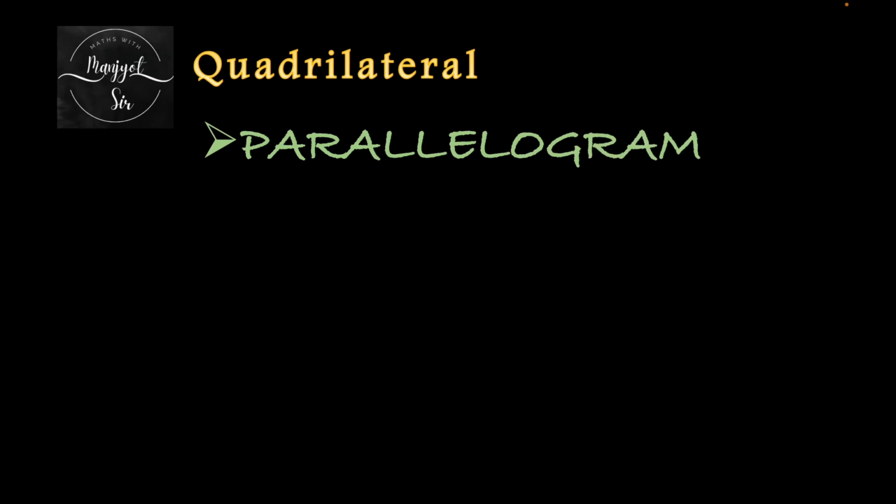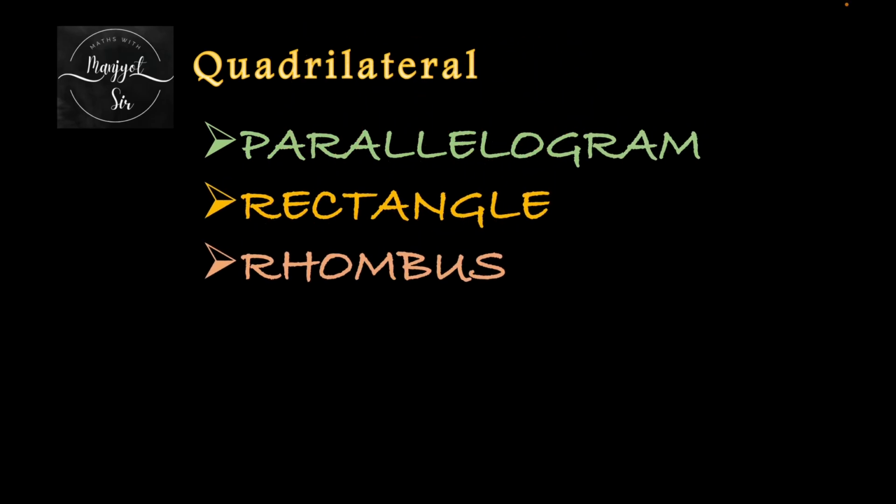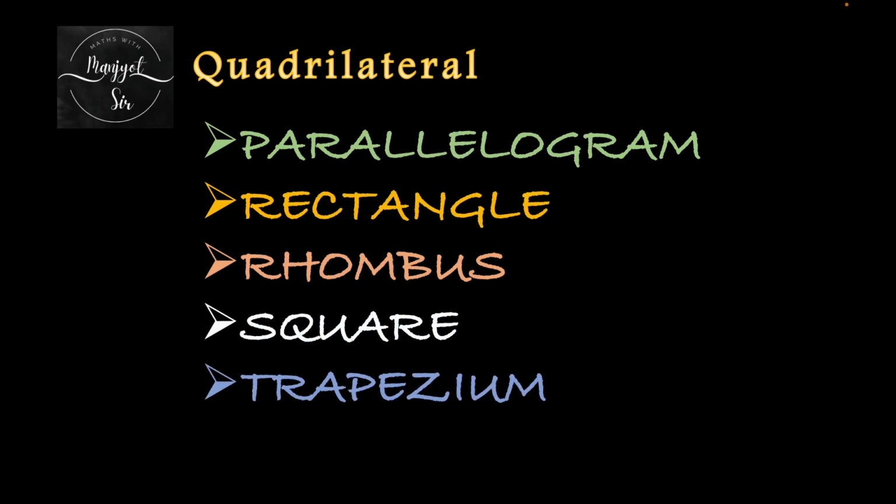I hope you are clear with this video till now. Now what I am going to do is, I will make a playlist, and in that playlist I will mention all the important quadrilaterals. The first quadrilateral is parallelogram, then we have rectangle, then rhombus, then square, and lastly we have trapezium. So for all these quadrilaterals, there will be separate videos.